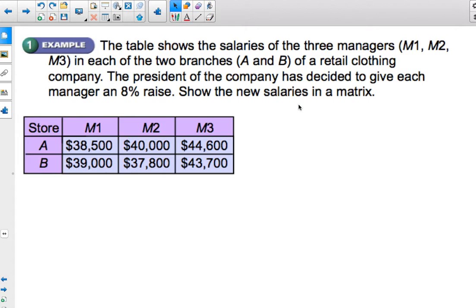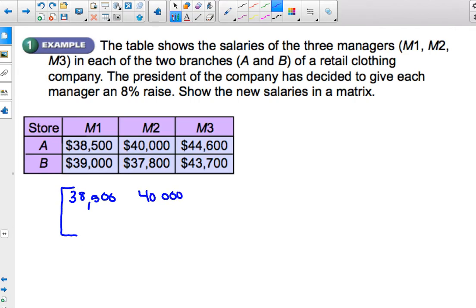Okay, so the first thing that I'm going to want to do is to express this table as a matrix. So that's going to be part 1. So let's go ahead and make a 2 by 3 matrix. We have 38,500. Wow, my handwriting is horrible, sorry. 40,000, and then 44,600.